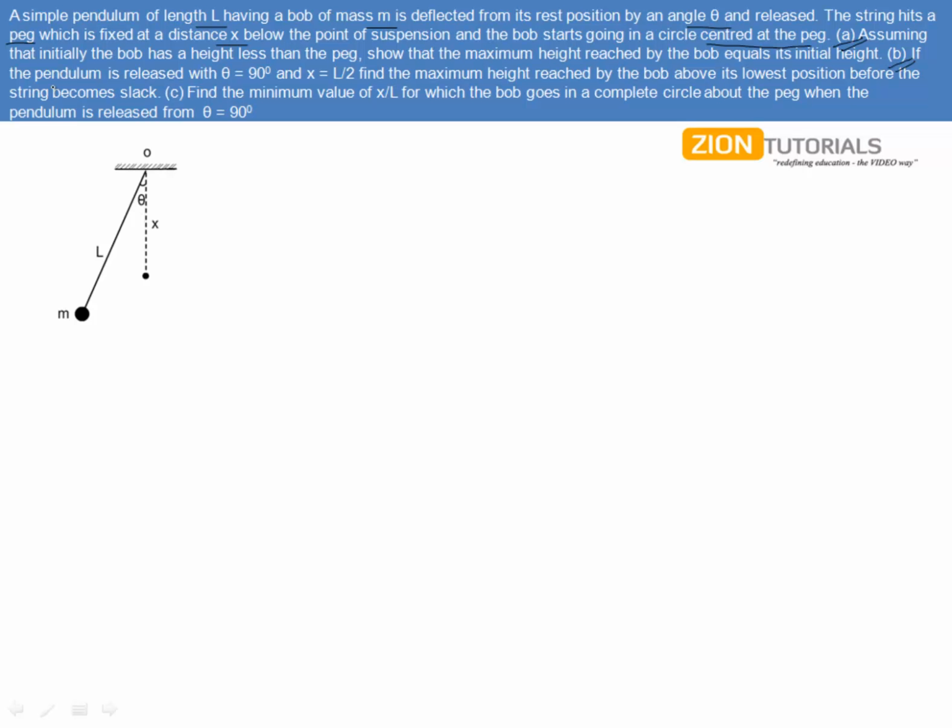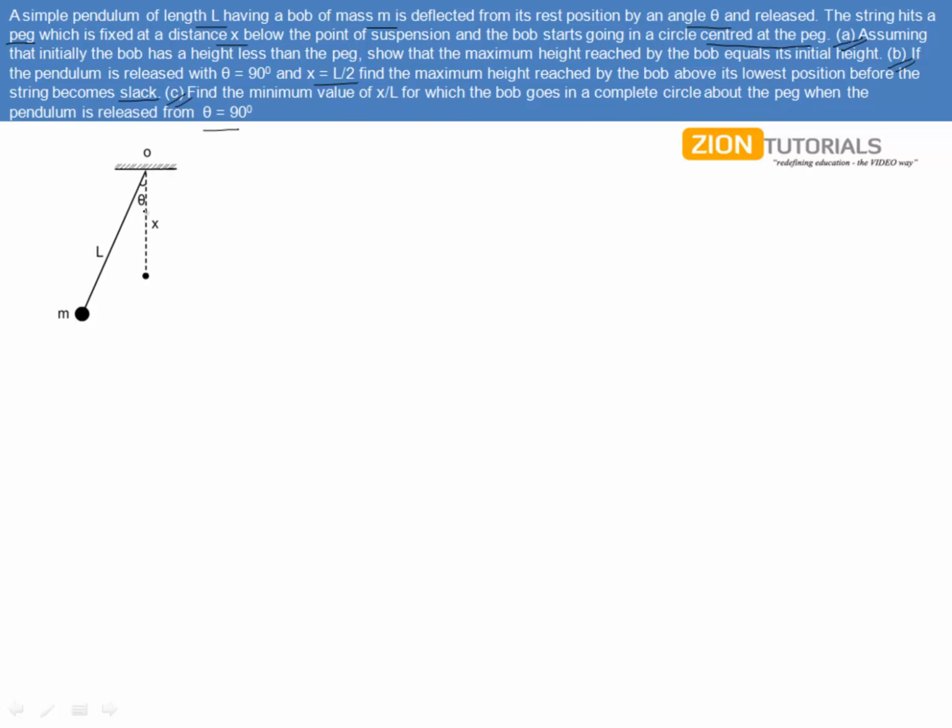And then if the pendulum is released with theta equal to 90 degrees and x is L by 2, find the maximum height reached by the bob above its lowest position before the string becomes slack. Then find the minimum value of x by L for which the bob goes in a complete circle about the peg when the pendulum is released from theta equal to 90 degrees.